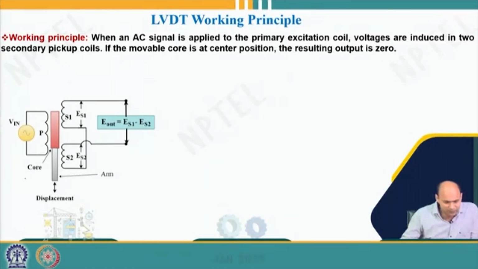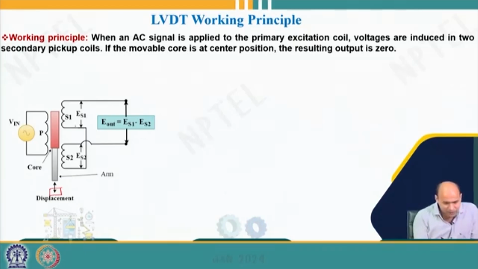So suppose this is your primary coil, okay, here V in is the excitation voltage I have applied over here, and these are the two secondary coils S1 and S2, and you can see they are connected in series opposition. Okay, so this one is connected to this terminal, and I am taking the output voltage across this terminal and this terminal, right. Now this one is the movable core which is connected to the object whose displacement I want to measure, right. So this core will be connected to the object.